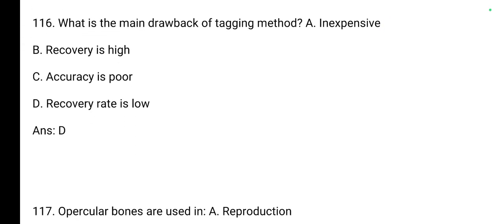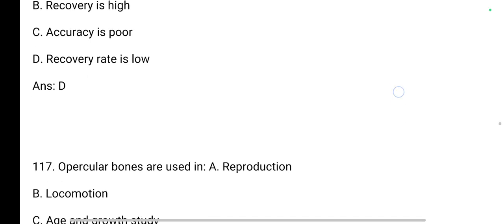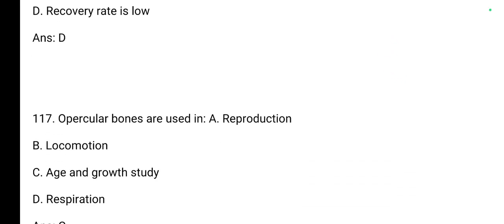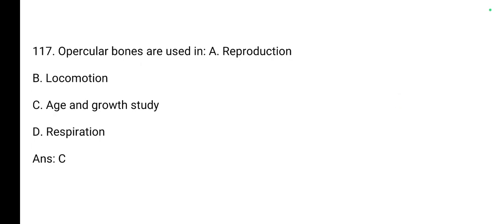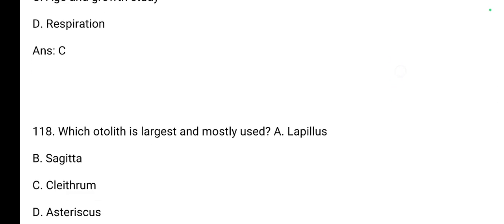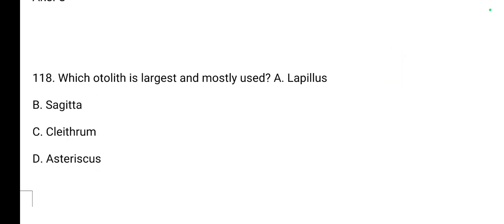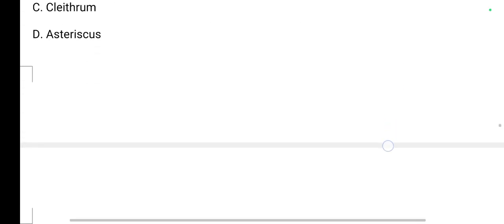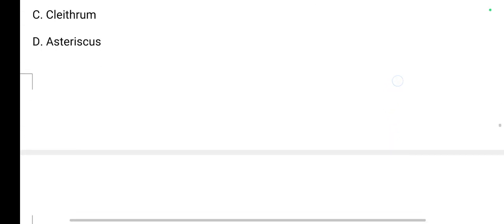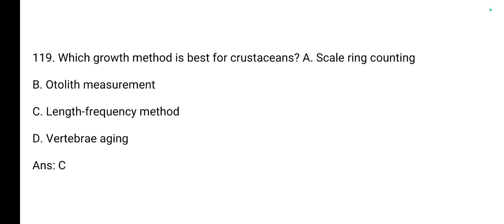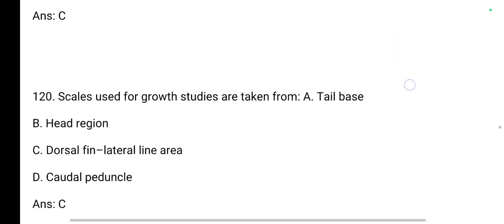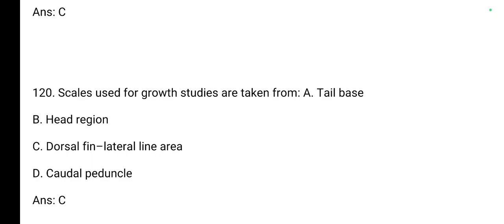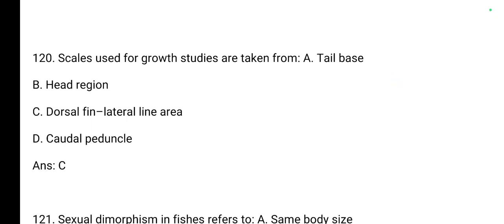What is the main drawback of tagging method? So it is that recovery rate is low. Opercular bones are used in, so they are used in age and growth study. Which otolith is largest and mostly used? So it will be sagitta. Which growth method is best for crustaceans? So it is length frequency method. Scales used for growth studies are taken from, so they are taken from dorsal fin lateral line area.